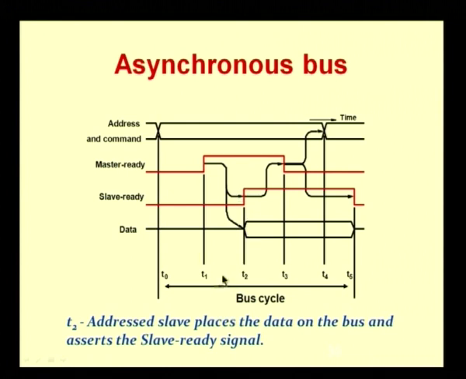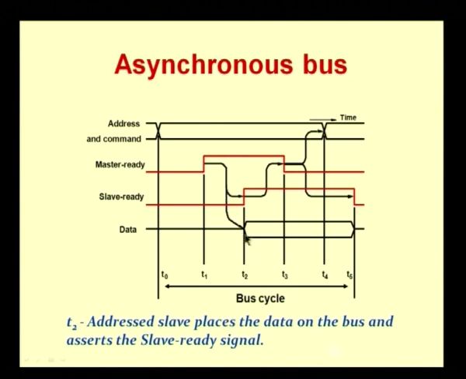At time t2, the addressed slave places the data on the bus and asserts the slave ready signal. So, you can see that the data is also available at this time t2, and at that time the slave ready signal is given. So, you can see what we have here. Master ready is given at time t1 after the address and command are placed, and after the master ready signal is given, decoding and identifying which device is to be accessed takes place, and that device gets the data and puts it on the bus.